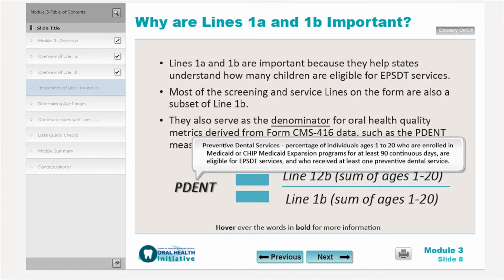PDENT, or Preventive Dental Services, tracks the percentage of individuals ages 1 to 20 who are enrolled in Medicaid or CHIP Medicaid expansion programs for at least 90 continuous days, are eligible for EPSDT services, and who receive at least one preventive dental service. PDENT is calculated by taking the total number of children ages 1 to 20 in line 12B and dividing that by the total number of children ages 1 to 20 in line 1B. For more information on the Child Core Set, please visit the CHIPRA Initial Child Core Set of Children's Health Care Quality Measures page on Medicaid.gov.